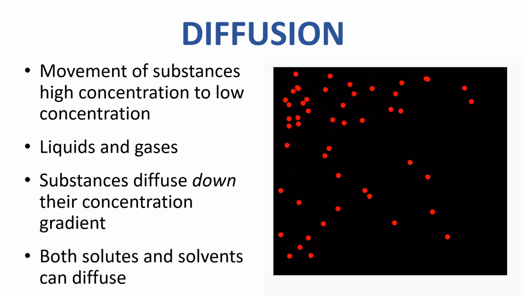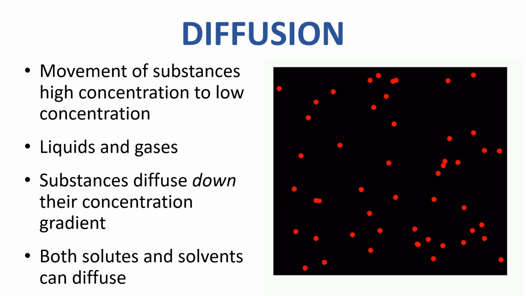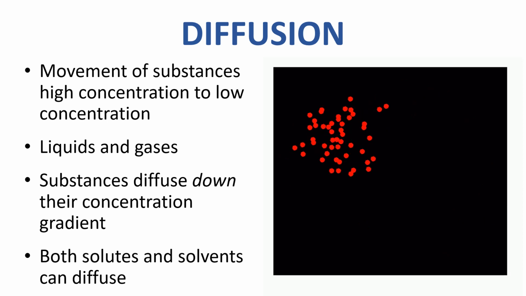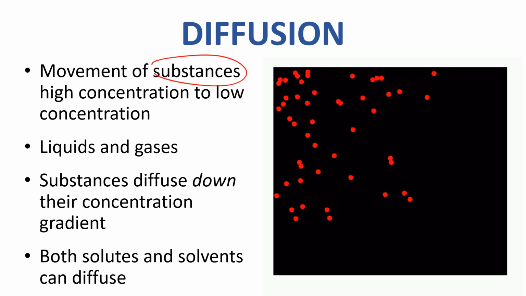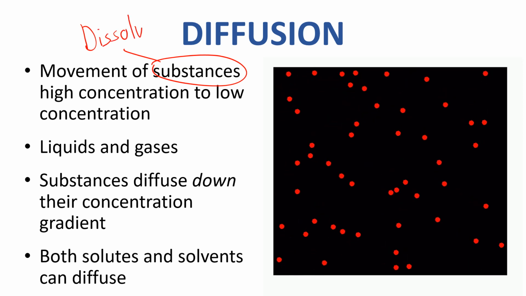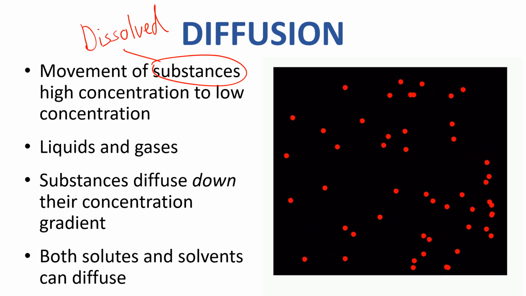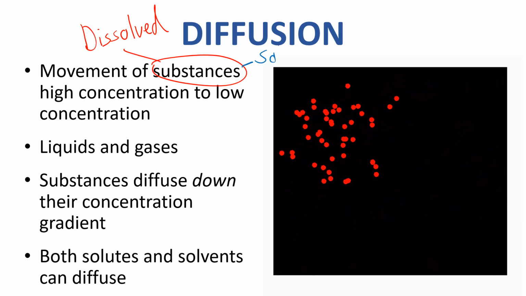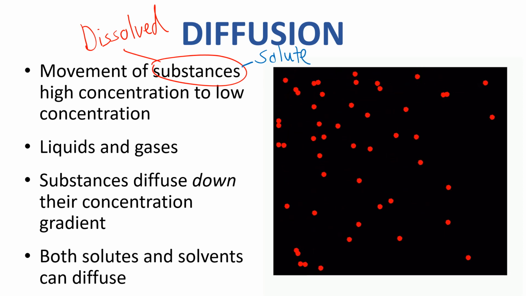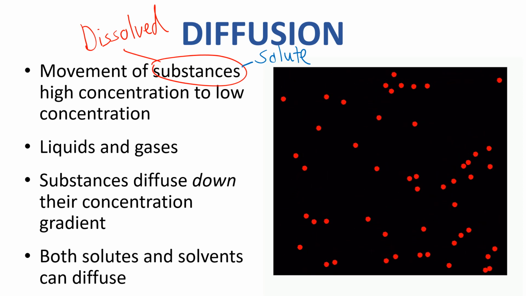So before we jump into any detail, we need to talk about this process called diffusion, which is a bit of chemistry. Diffusion is just the movement of a substance that's dissolved in something else. And when we talk about something dissolved, we mean the solute. The solute dissolves in the solvent. So it's the movement of the solute from an area of high concentration to low concentration.